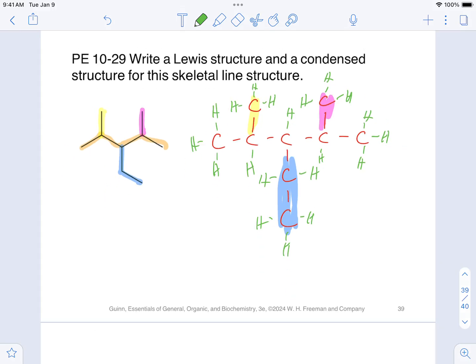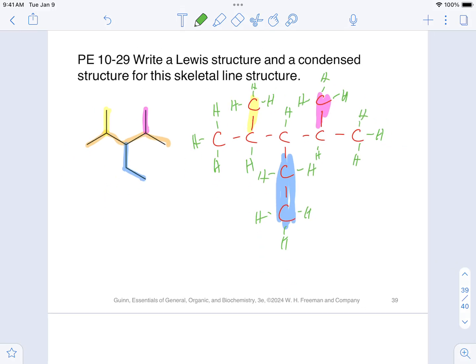And then for the condensed structure, that shows the atoms, not the bonds. So starting from the left-hand side, I have CH3. I'm going to do the main chain first. Then I have a CH, then another CH, another CH, then a CH3. So that's my main chain. Then off my second C, I have a CH3. Off my third C, I have a CH2, CH3. And then off my fourth C, I have a CH3. And that is my condensed formula.